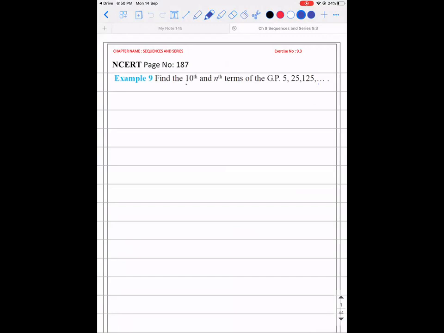Find the 10th and nth terms of the GP 5, 25 and 125, right? So how to do this? Solution is: find the 10th, nth. So given A is 5, what will be R? R is 25 by 5, which will be 5. So A10 will be equal to AR power 10 minus 1. Correct? A is 5 into 5 power 9. Answer will be 5 power 10.